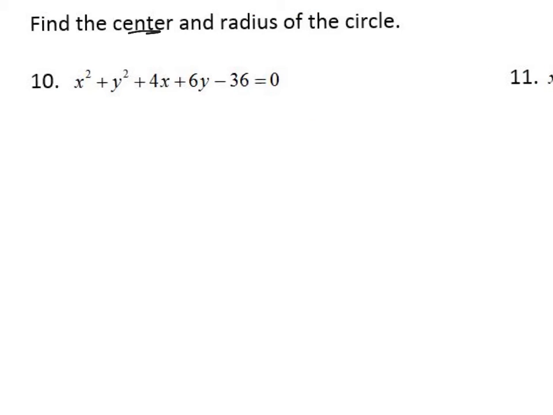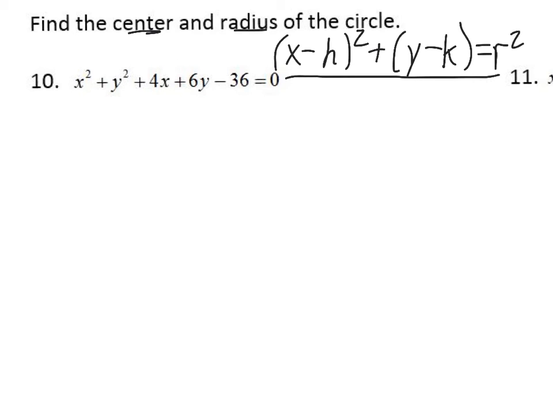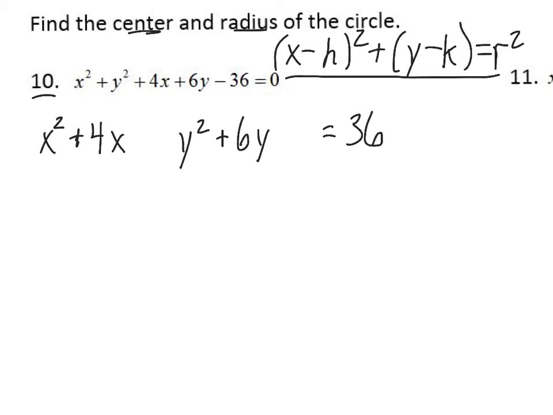Next couple problems, I need to find the center and the radius for these circles. Now remember, the issue is that they aren't in that standard form that I'm accustomed to seeing. So what I want to do is rewrite these equations so that they're in this standard form. First thing I want to do for number 10 is just rearrange it. All right, so let's get our x's together, x squared and 4x. We'll get our y's together, y squared and 6y. And I'm going to take that 36 and move it over to the other side.